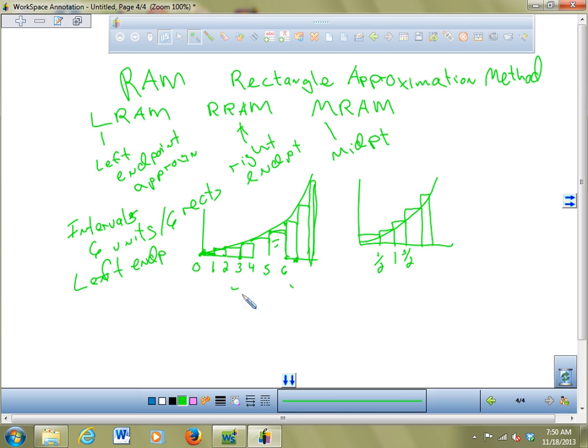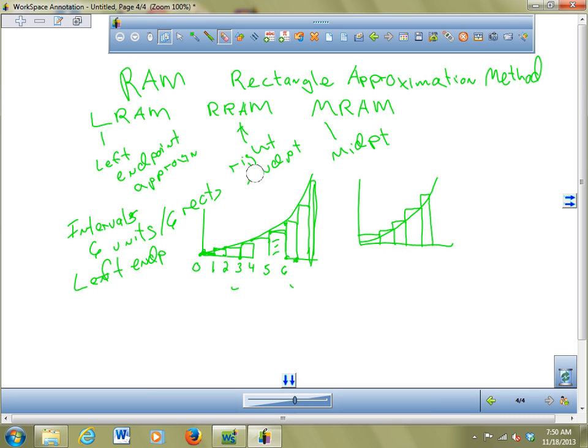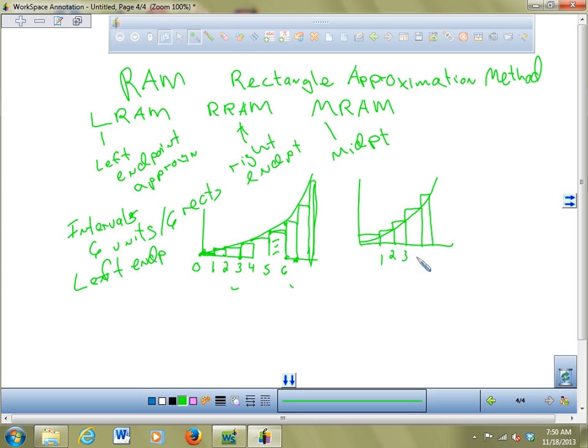Okay? If I did right endpoint rectangles using the same thing, my first one would start at 1, so it'd be an overestimate, and then my next one would be at 2, my next one would be at 3, 4, 5, and my last one would stop here at 6. Okay, so I still have 6 rectangles.